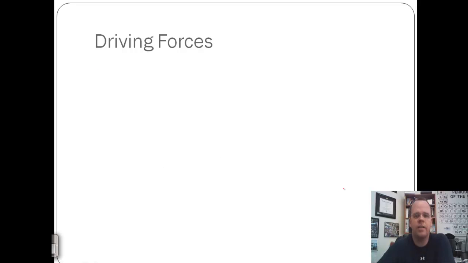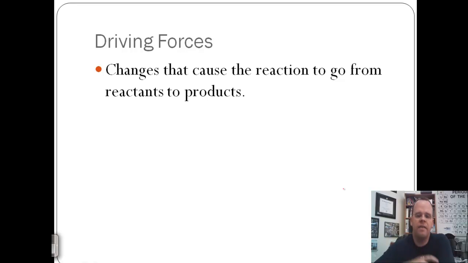To understand the types of reactions, our starting point is what is causing reactions to take place. These are known as the driving forces of reactions. A driving force is a change that causes the reaction to go from reactants to products. It just doesn't happen out of nowhere. It has to happen for a list of possible reasons.